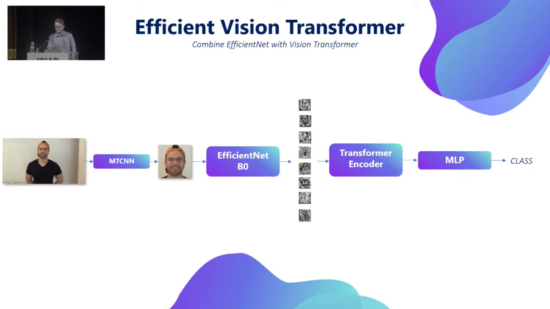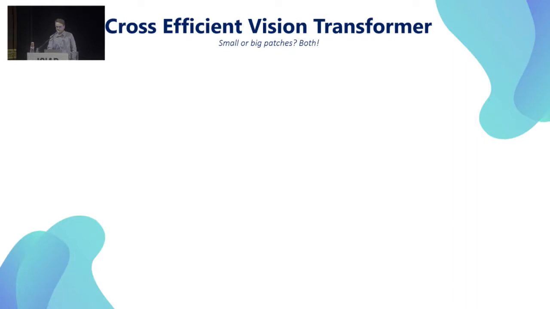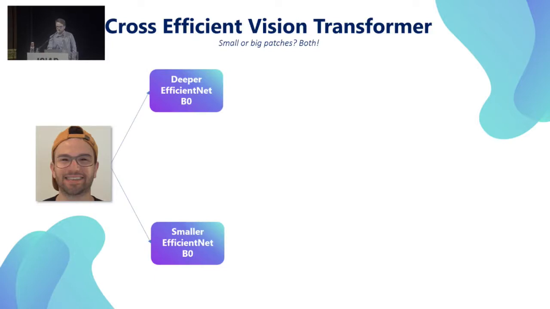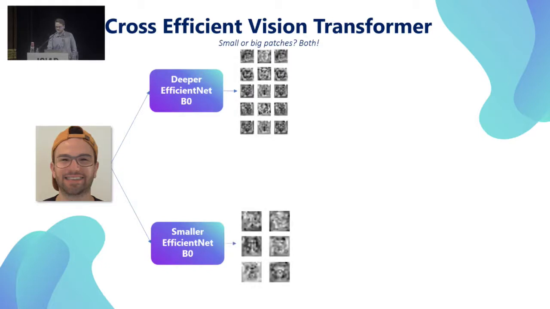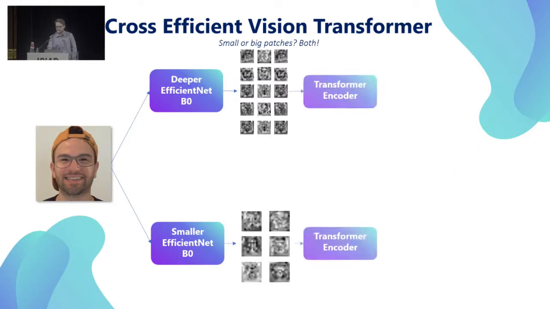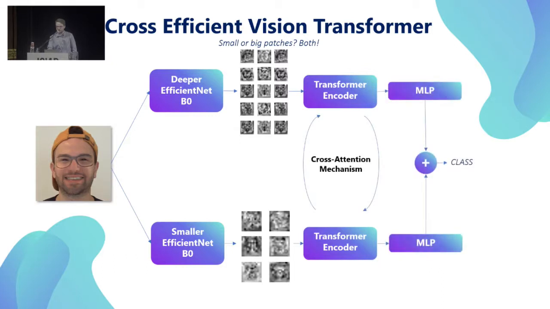But here we have a problem. These are small patches, so we are limited to one size of these patches. So we created a Cross Efficient Vision Transformer that consists of two branches, one with a deeper EfficientNet B0 and one with a smaller EfficientNet B0. The first one returns us a lot of smaller patches, more transformed, and the second one returns us the larger patches but with a lower level of transformation. Then we have two different transformer encoders that communicate through a cross-attention mechanism, and in the end, with a multi-layer perceptron, we obtain the classification that we need.